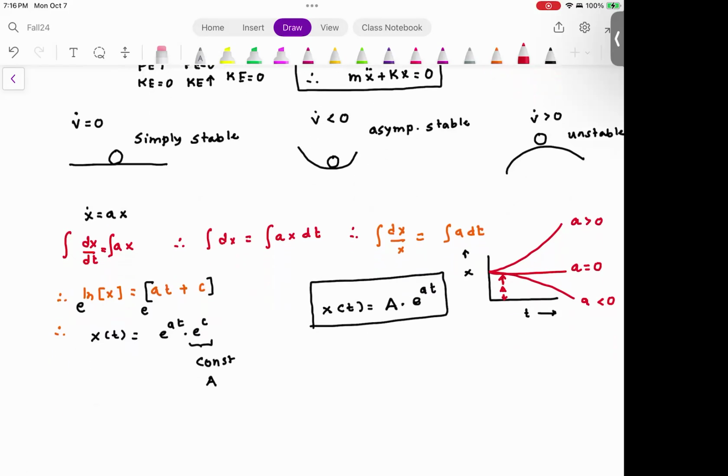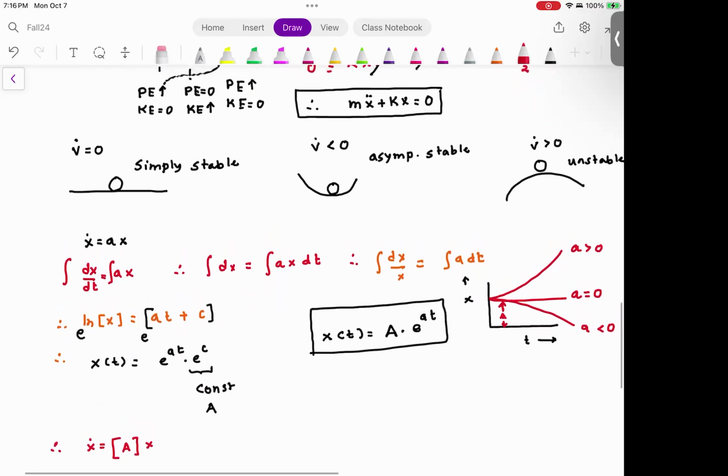Now, if you study linear algebra, you have a matrix A, right? And the eigenvalues of the matrix dictate the stability. If the eigenvalues have zero real part, the system is simply stable. If the eigenvalues have positive real parts, the system is unstable. If the eigenvalues have negative real parts, the system is asymptotically stable. Remember this. I will stop here.